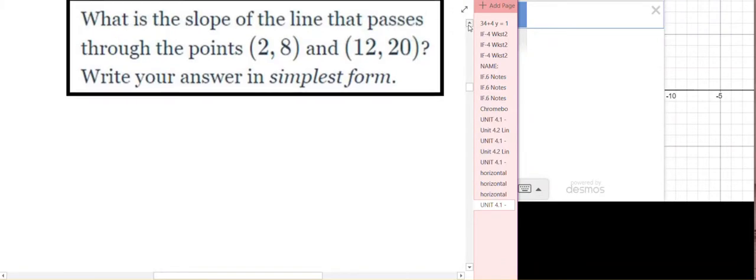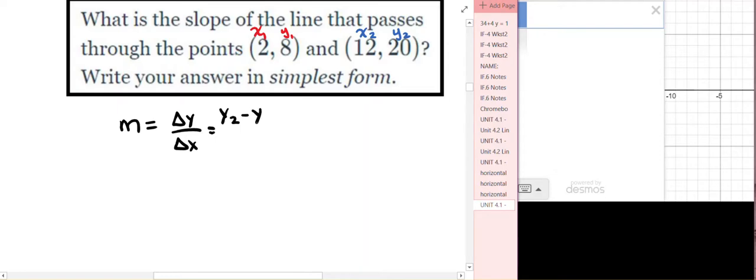So when you have your 2 points, you just need to identify them. Since this is the first point, that's x1 and y1. This is the second point, so that's x2 and that's y2. So the slope is going to be the change in the y's over the change in the x's. How do we calculate the change in the y's? We subtract the y's, and we subtract the x's for the change in the x's.